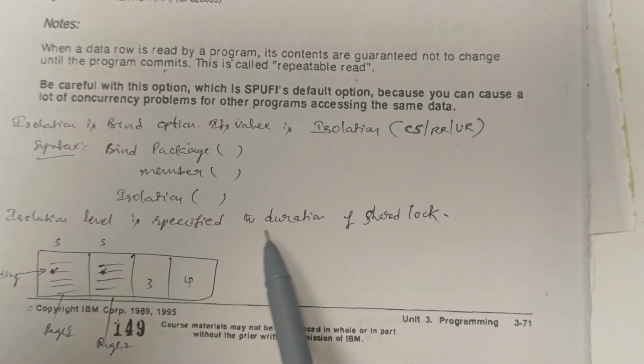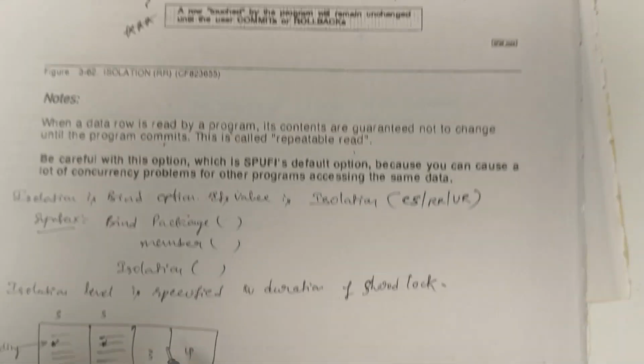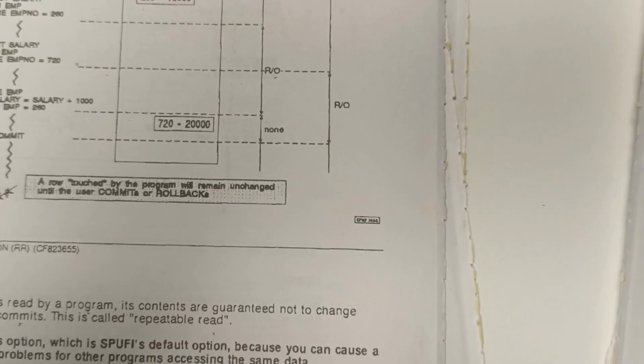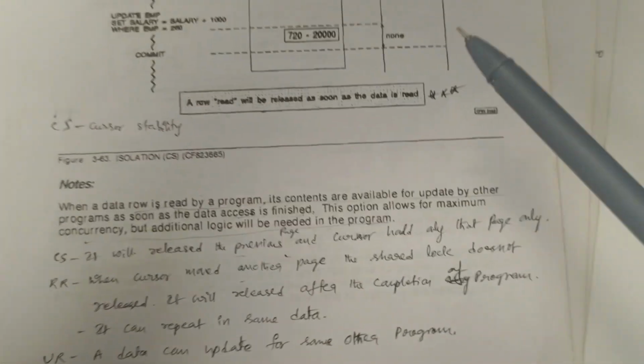Isolation level is nothing but it specifies the duration of the shared lock here. Next we will see what cursor stability is.